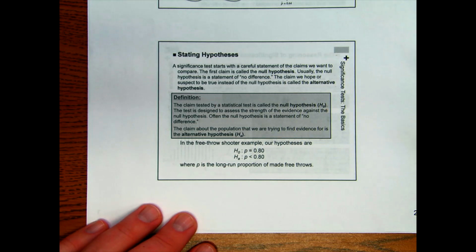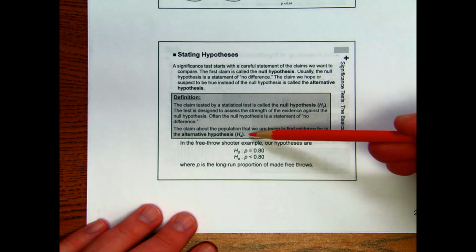As I said, the ideas we're laying the groundwork for in this particular section, we're going to be using pretty much for the rest of the year. So we are going to refer to this as H0 and refer to this as HA.